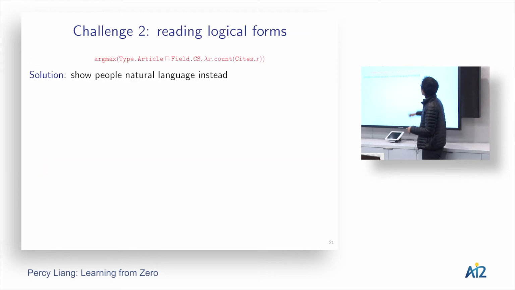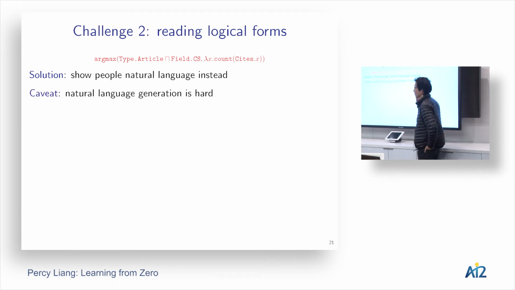Okay, so the second challenge is I want to show someone the logical form to see how you would actually describe it. So we can't show them this, so maybe we can show people in natural language, but we don't want to just have to solve the natural language generation problem, which is hard.